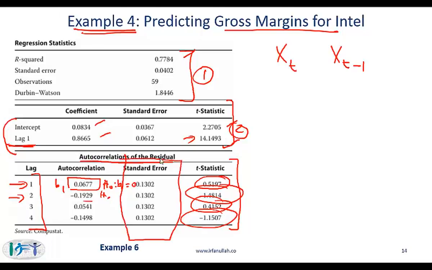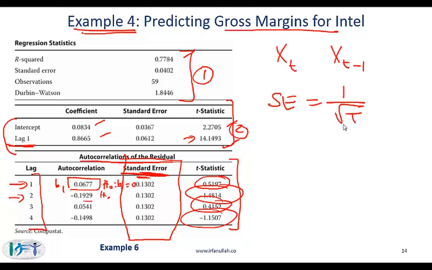Something I did not mention on the previous slide is this concept of the standard error. The value of the standard error, notice, is always the same. And from an exam perspective, just remember this formula. You don't need to know how to derive this. The standard error is 1 over root T.